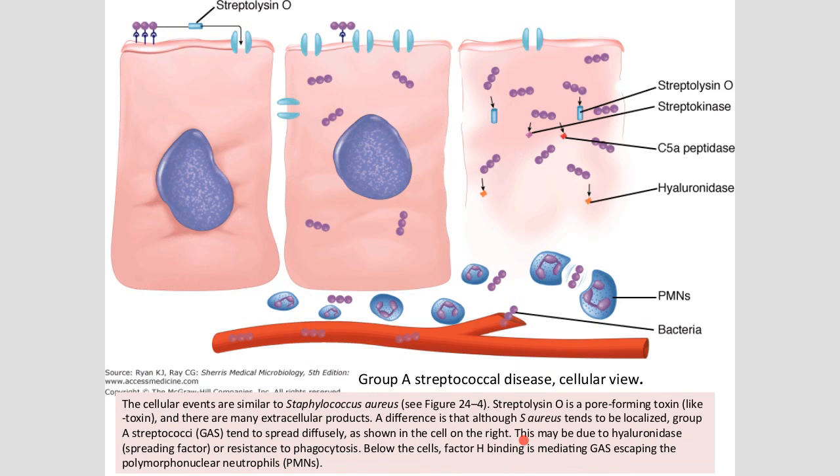Now if you look at the toxins that these bacteria release, for example, one of the toxins is streptolysin O. You can see that this streptolysin O, like the alpha toxin that we talked about in Staph aureus, also has an ability to poke a hole, or pore formation, into the cell. Then add all those enzymes that this bacteria has, like streptokinase, C5a peptidase, hyaluronidase, all those things that are going to dismantle the structural elements of the cell. That's what you call tissue damage.